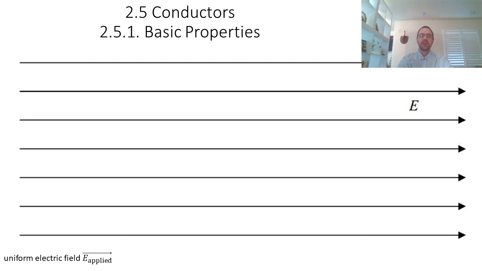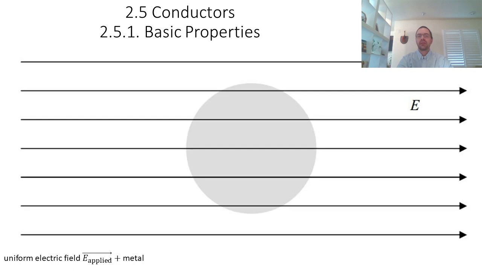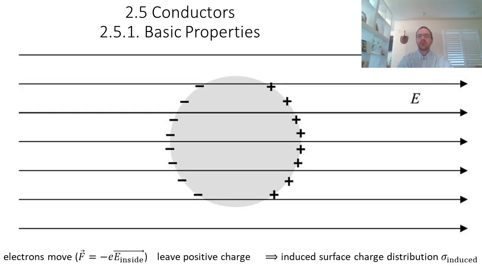So let's consider a uniform electric field. So here I'm showing the electric field lines. And now we put a conductor material inside this applied electric field. Electrons inside the conductor can move, so they will move in response to the electric field. The force on the electrons is QE, where Q is the charge of the electrons, so it's a negative charge. So the electrons are going to move left if the electric field is pointing right. And as a result, we will have excess minus charges on the left and excess positive charges on the right.